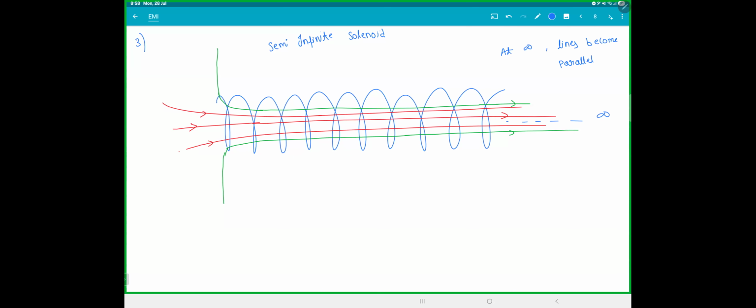So if you see these lines also, right? More lines are generated in the middle of the solenoid because it's not infinity. Some lines will be generated from the middle. So eventually at infinity, there'll be more lines. So these green lines are the last ones to enter, the last field lines to enter from the open end.